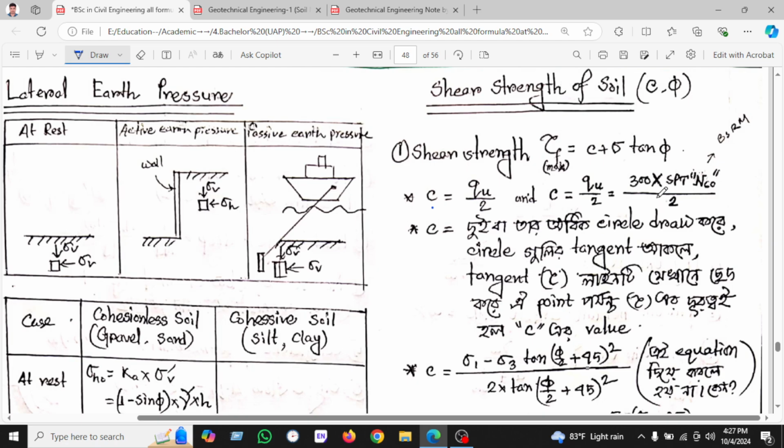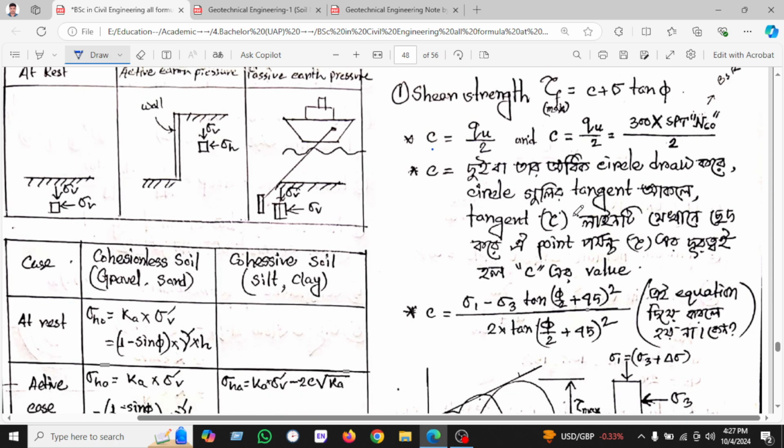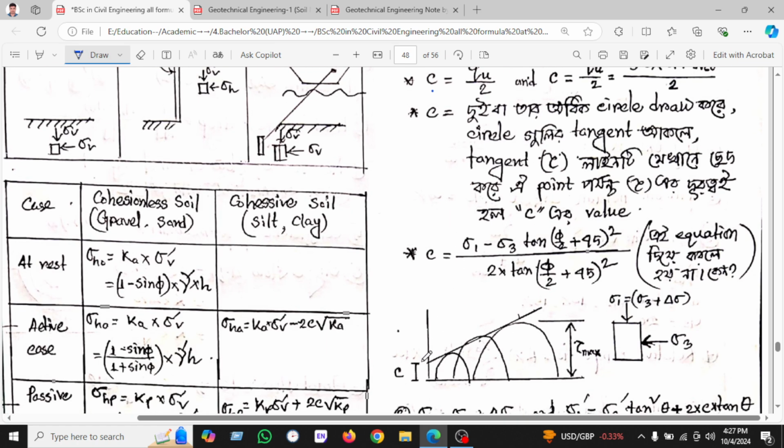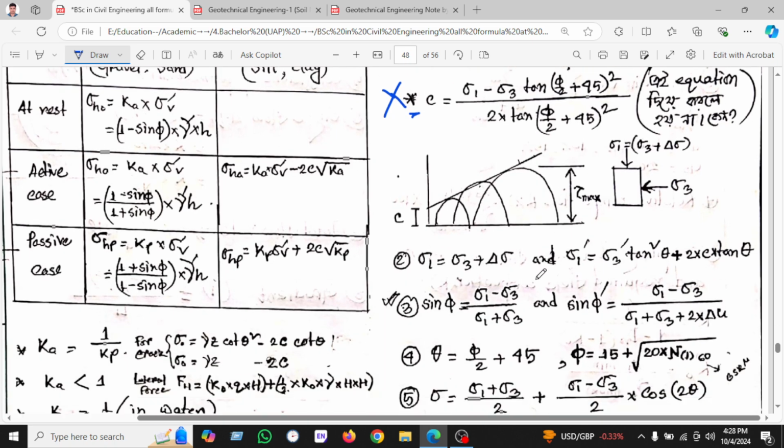we can find C equal to 300 SPT N60, which is called the SPT correction, divided by 2, or we can find C from drawing the circle, and this position will be C. Or you can find C another way, but it is not appropriate, because this formula is not appropriate for finding C.